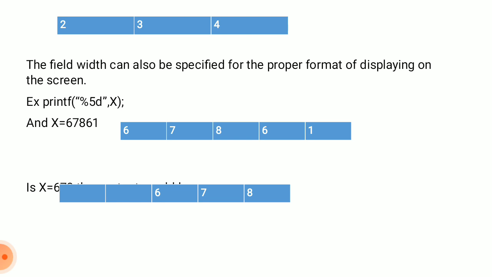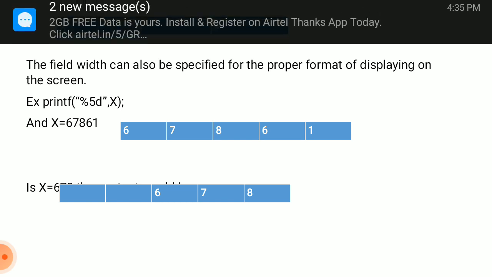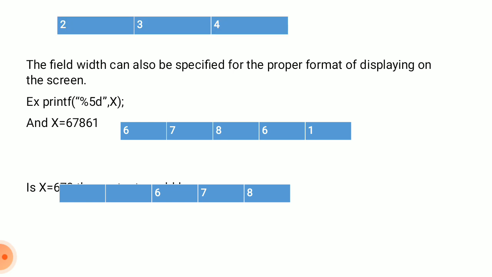Suppose x is equal to only 678. The field width is 5 only, but we are printing only 3 digits, from the right corner. So it will print 678, and the 2 blank spaces it will ignore, it will not print those blank spaces.